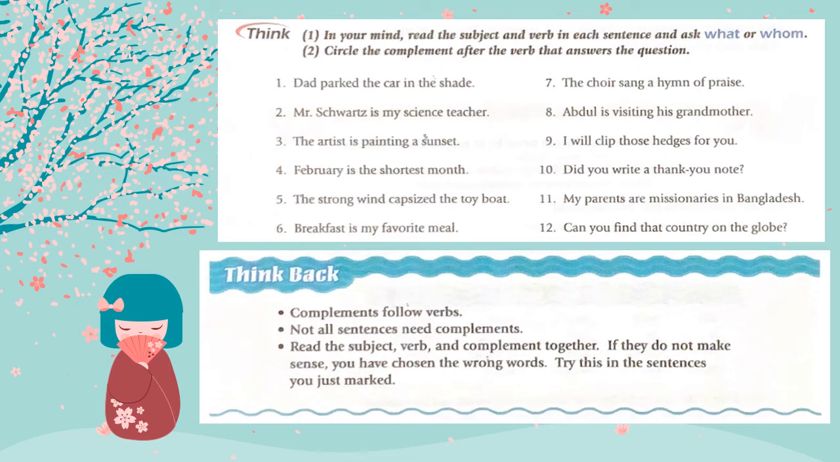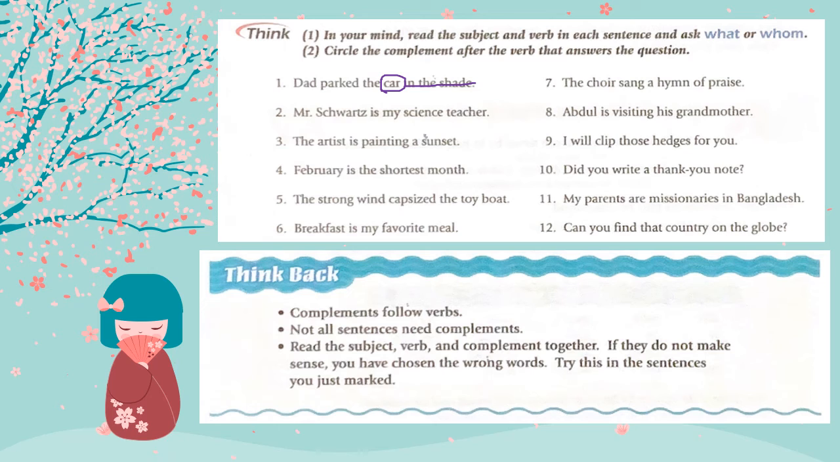This is from page 146. In your mind, read the subject and verb in each sentence and ask who, what, or whom. Circle the complement after the verb that answers the question. So number 1. Dad parked the car in the shade. What's our verb? Parked. Who parked? Dad parked. Okay, so now I'm going to find the complement. Dad parked who or what? Dad parked car. He cannot have parked shade because that is part of my prepositional phrase, in the shade, so that wouldn't work. He parked the car. Okay, it's as simple as that.